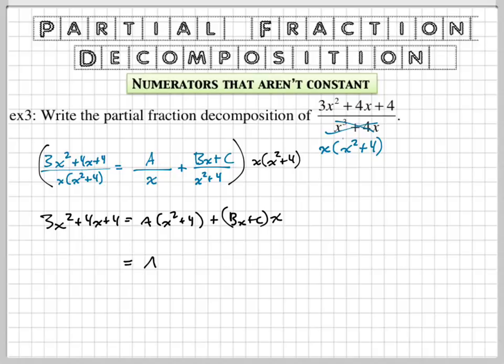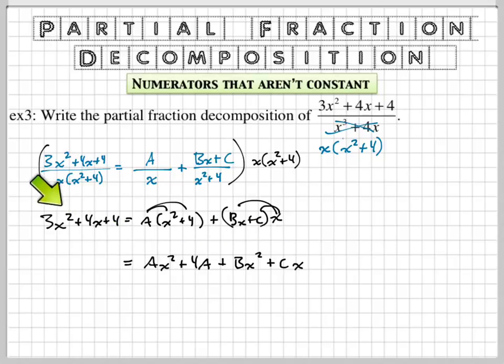So we get ax squared plus 4 times a. I just distributed the a. And then I'm going to go and distribute the x. Oops, right there. So it's going to be b times x squared plus c times x. The next thing we got to do to try to make it look like this side is combine like terms.